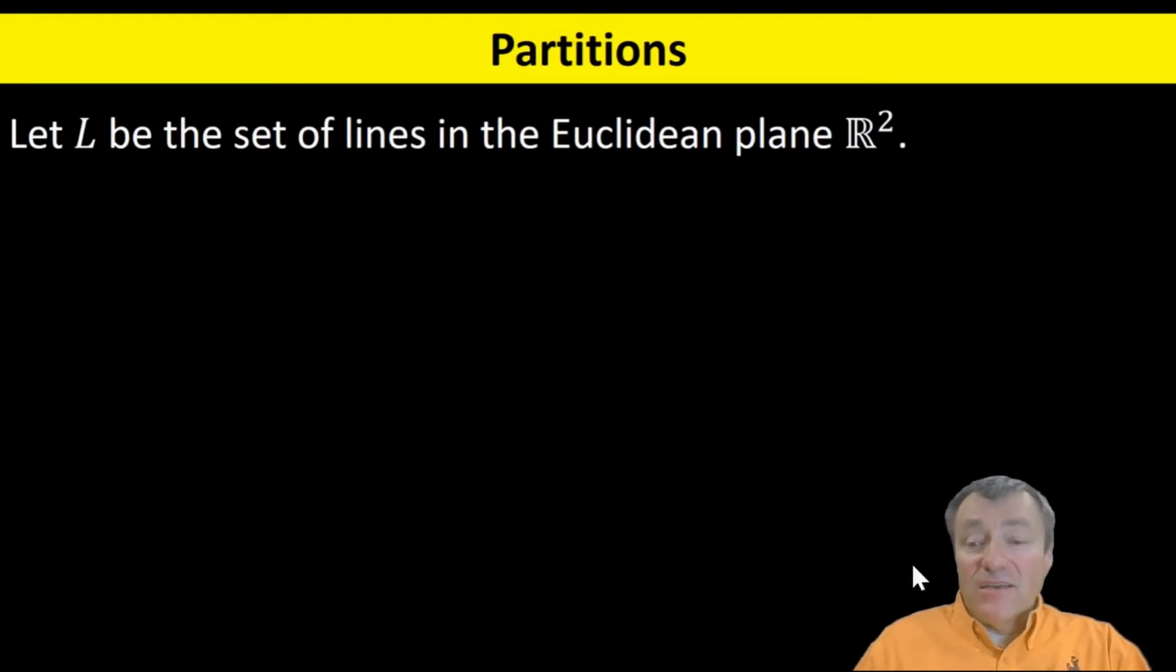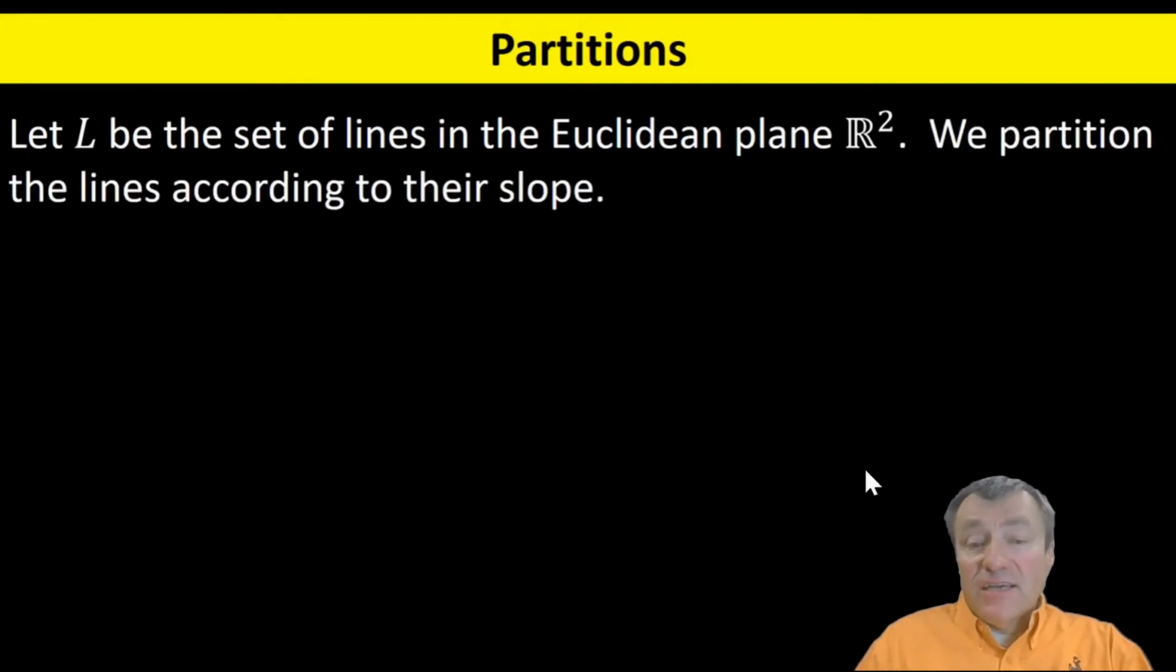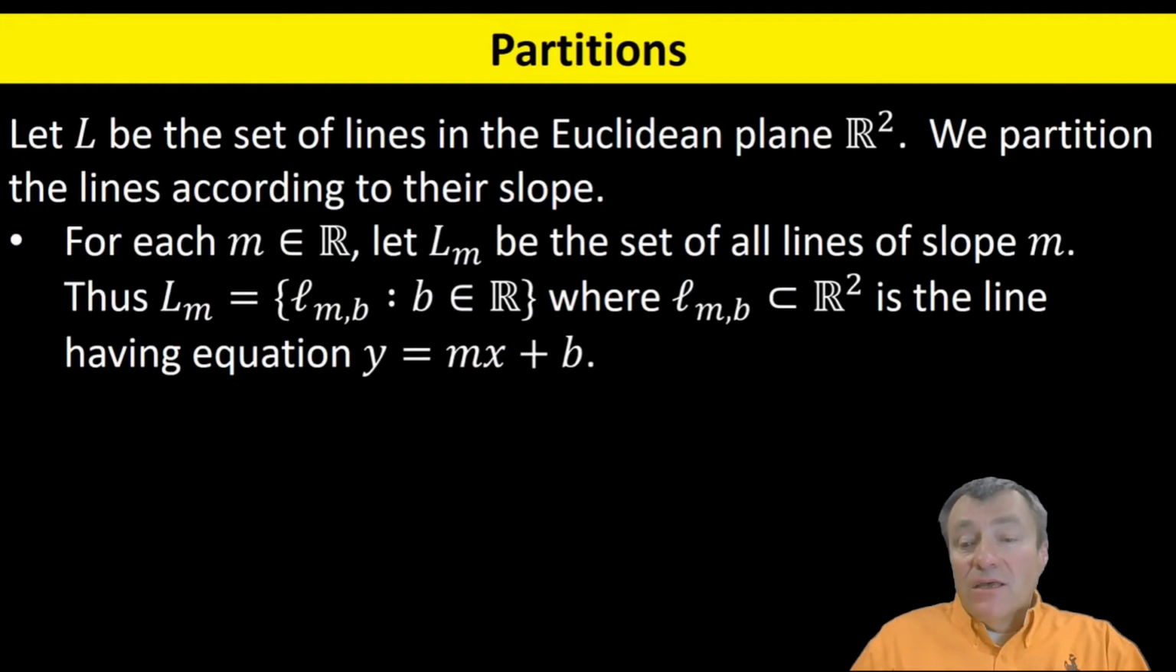Here is a very nice and pretty rich example, with a partition that arises in a very natural way. So take the Euclidean plane, you know what that is. It's R2, the usual xy plane with real coordinates x and y. I'm going to let L be the set of all lines in the plane. The set of lines is naturally partitioned according to the slopes of the lines. So for each real number m, I have the set of lines of slope m, which I write as L sub m.